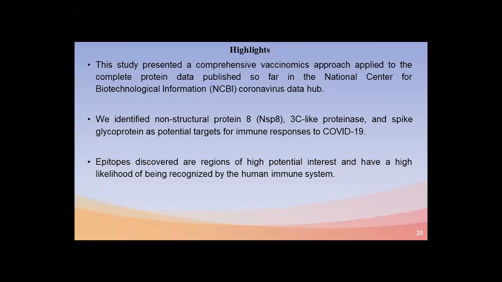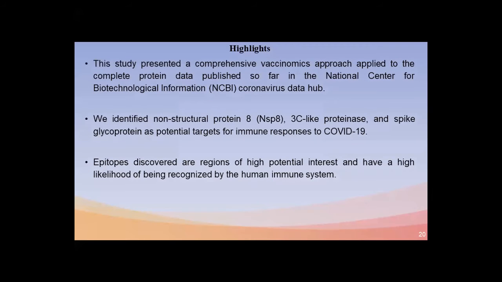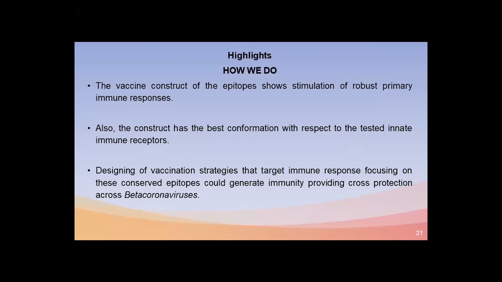So all of these new techniques we have applied in that work computationally, and we came up with the research article which we are discussing. This study presented a comprehensive vaccinomics-based approach to complete data. We gathered that data from the NCBI, from non-structural proteins and spike proteins. And epitopes were discovered, which are regions of high potential interest and having high likelihood of being recognized by the human immune system. The constructs were then taken into some AI-based methods, which predict the titer of the antibodies, and this construct was tested.